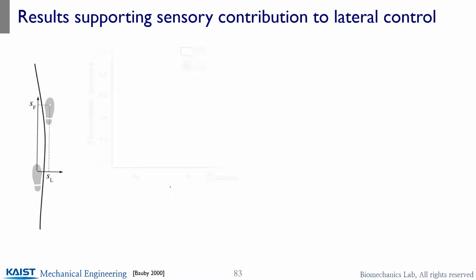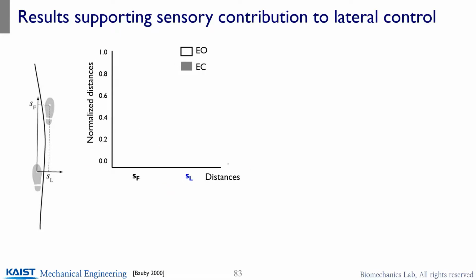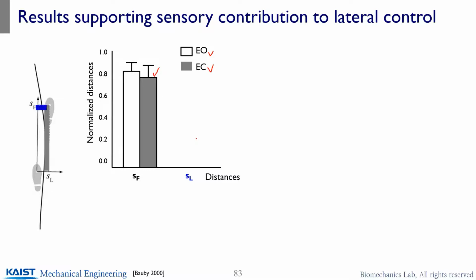The results showed that between the eyes open and eyes closed cases, the forward step length decreased a little bit. That does make sense, because with eyes closed, people tend to take shorter steps, though it looks like there is no statistical significance. For the lateral step width, there was an increase observed for the subjects.